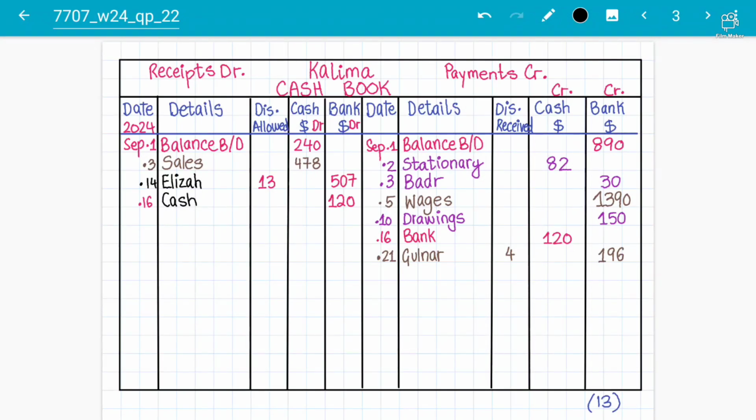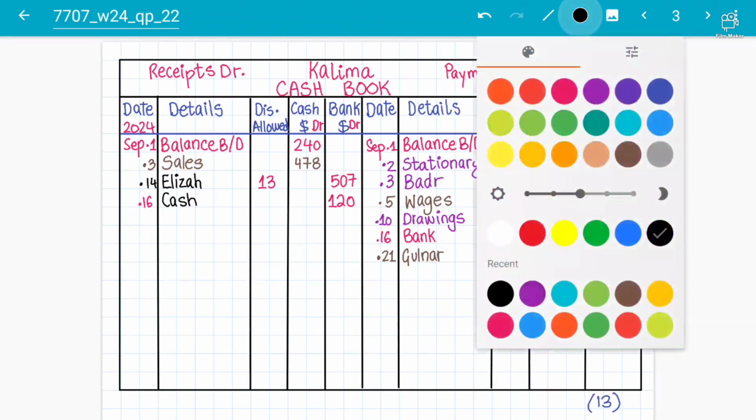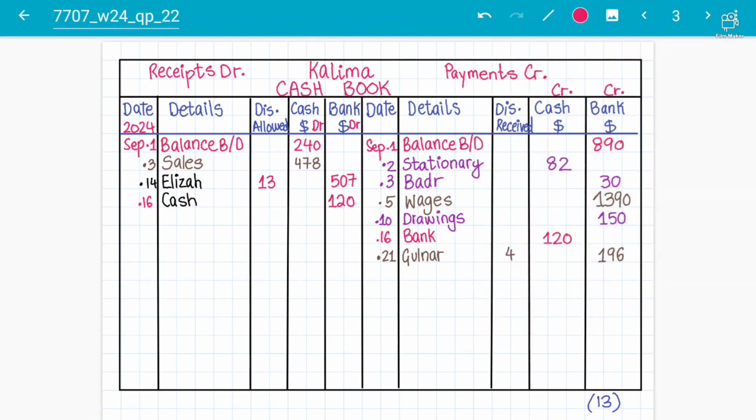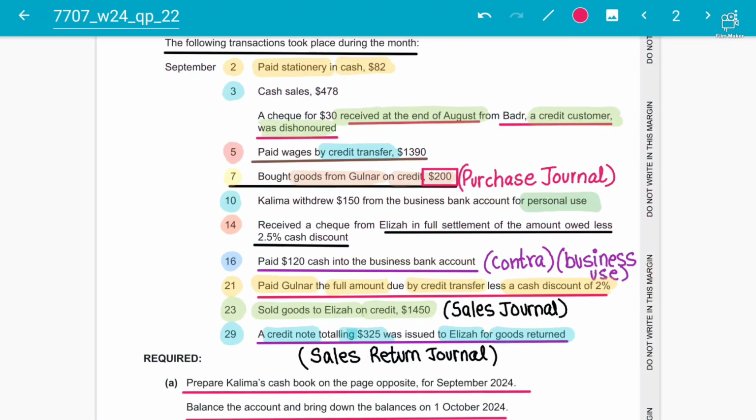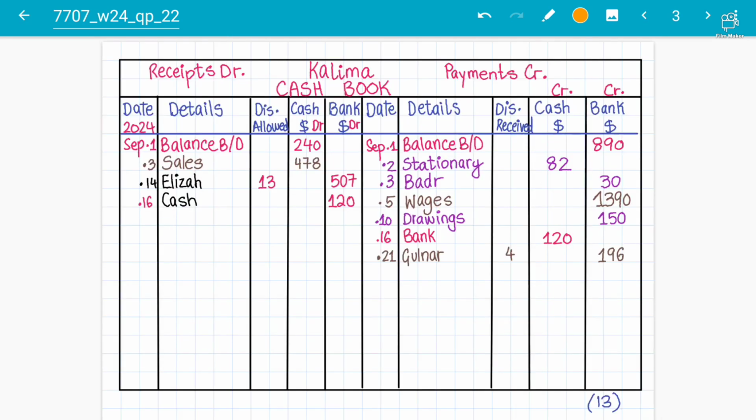This question has come in both exam papers, whether IGCSE or the O Levels exam paper of October November 2024. Dates will have marks, and the totaling should also have 1 mark as well. And the balances carried down and the balances brought down for the next month. We have to do this as well, students, which is basically balance the account and bring down the balances on 1st October 2024, so the new month balances.